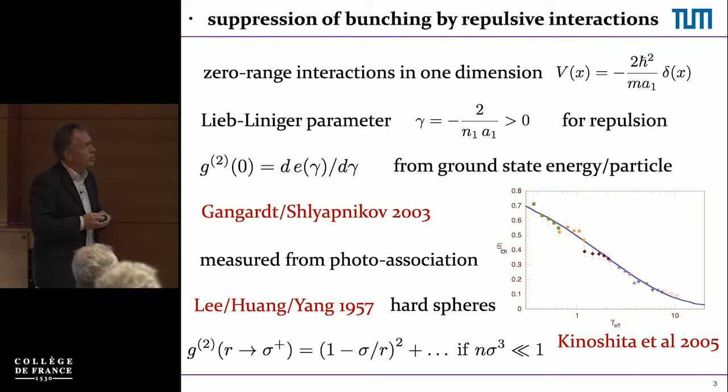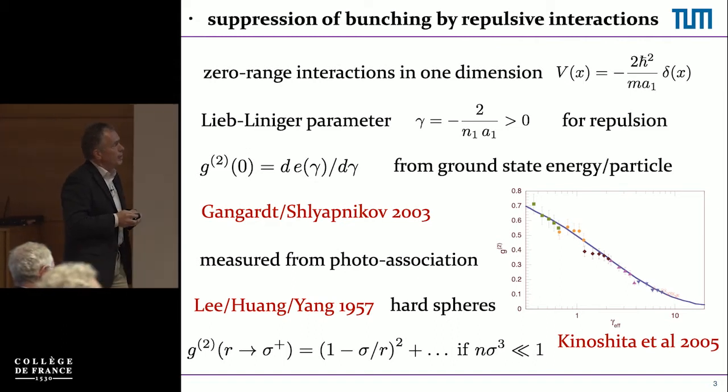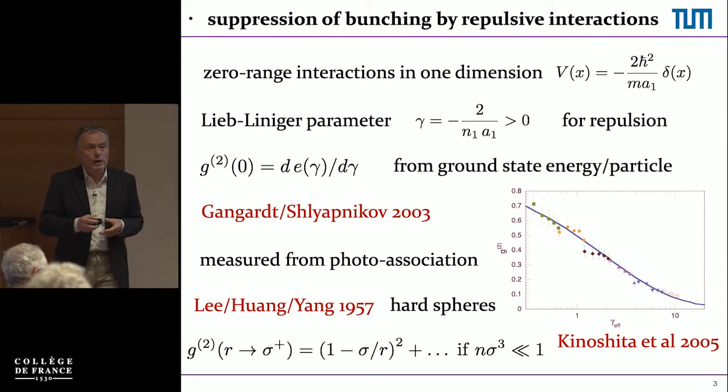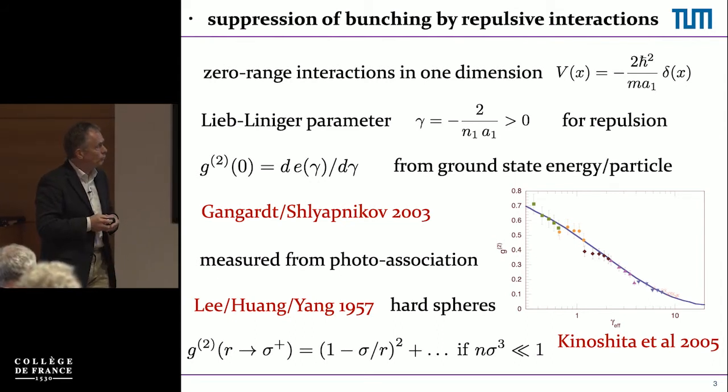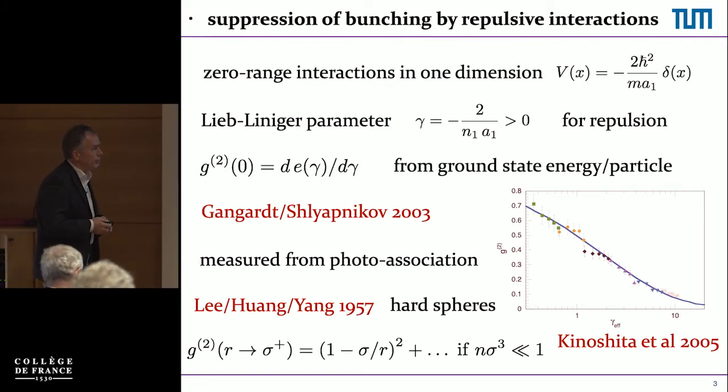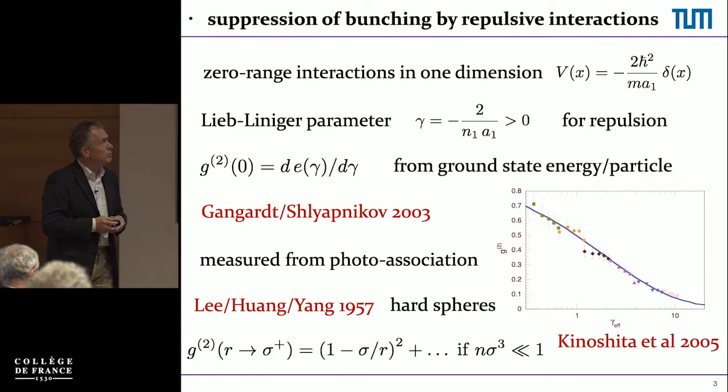that in a way lowers this a1, increases the strength of the interaction, and then you go from a regime where this function, the G2 of 0, is a bit below 1, here you see on the logarithmic scale, to a regime where you reach what is called the Tonks-Girardeau gas, where this correlation actually goes to 0, like 1 over gamma squared. And there's beautiful agreement between theory and experiment.